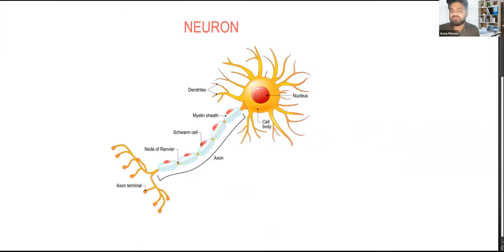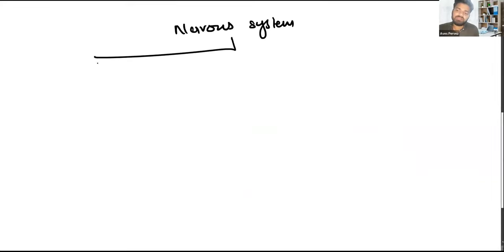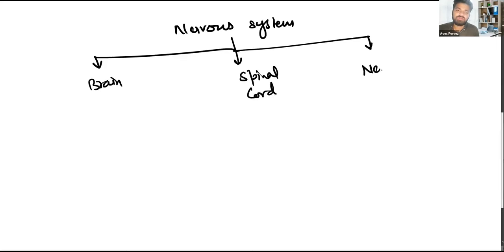So if I'm having this as a nervous tissue or neuron or nerve cells, you know that it is the main nervous tissue, like we have nervous system. Let me explain what the nervous system is. The nervous system consists mainly of the brain, spinal cord, and the neurons. It is called a neuron. Now you understood, the nervous system consists of brain, spinal cord, and neurons.